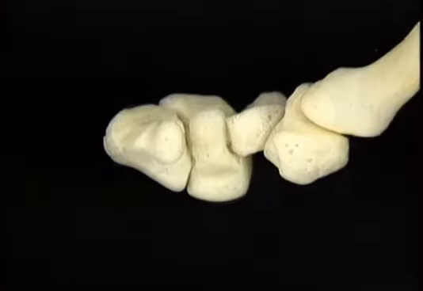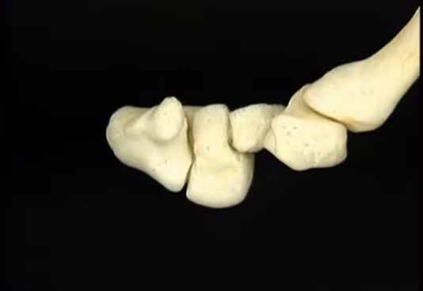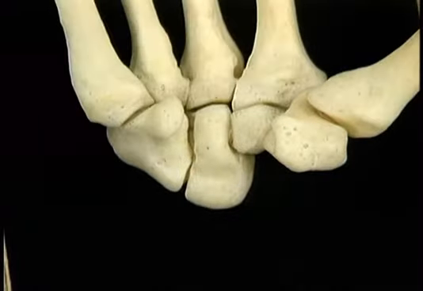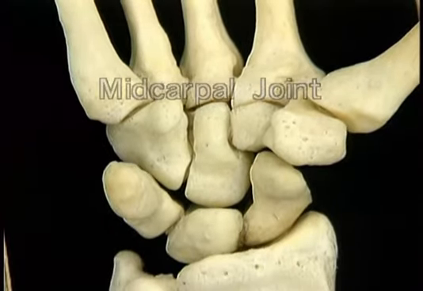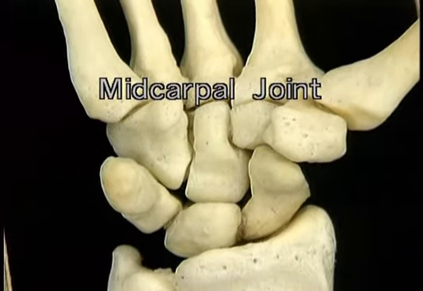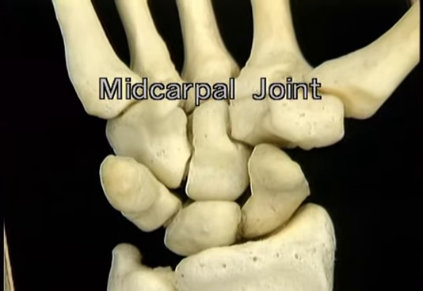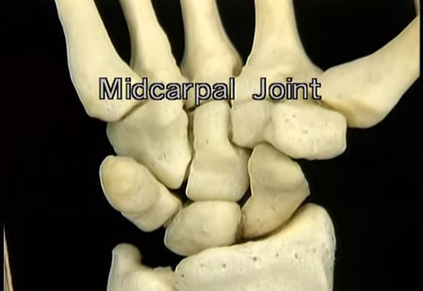The first, the one for the thumb, articulates by itself with the trapezium. The other four articulate in a row here. The distal row of carpal bones articulates with the proximal row here to form the midcarpal joint. The projecting capitate and hamate fit into the notch in the proximal row.